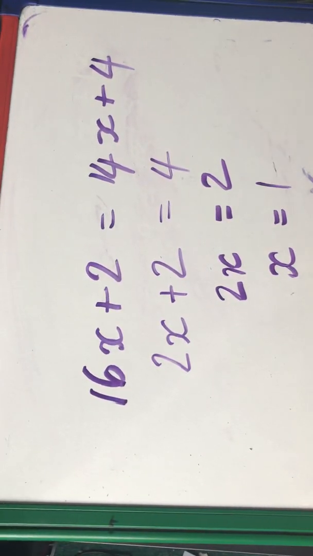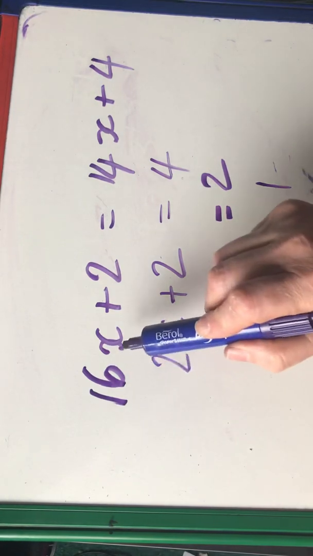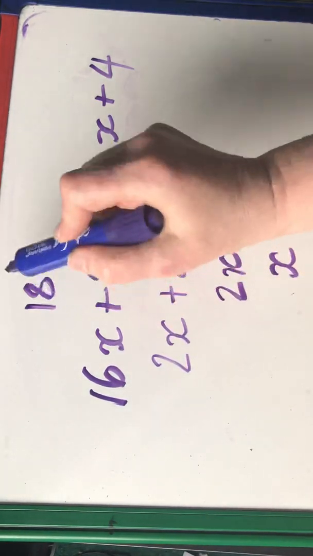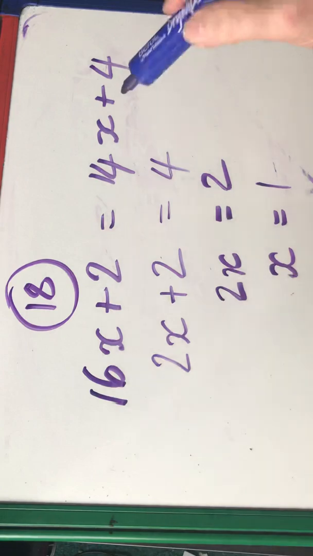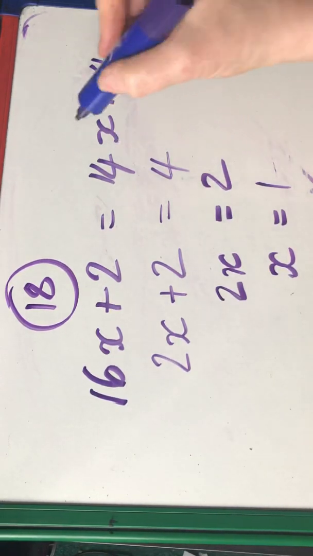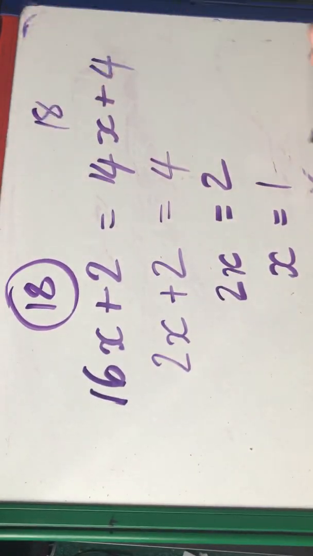If x equals 1, 16 times 1 is 16, plus 2 is 18. So the left-hand side is 18. Is the right-hand side 18? 14 times 1 is 14. 14 plus 4 is 18, yes, so I can have a nice tick there.